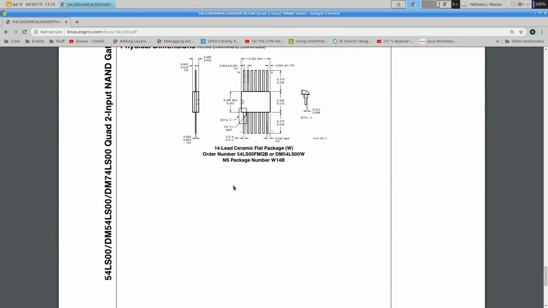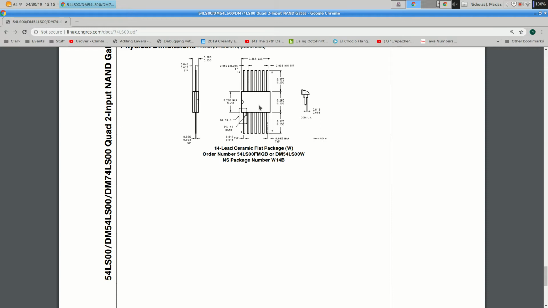There's more physical. There's another one. This is a flat package. So this one has pins on it, but the pins come straight out on the sides instead of going through a hole. A lot of circuit boards have multiple layers inside. Most circuit boards have multiple layers. Some might have 10 or 15 layers.